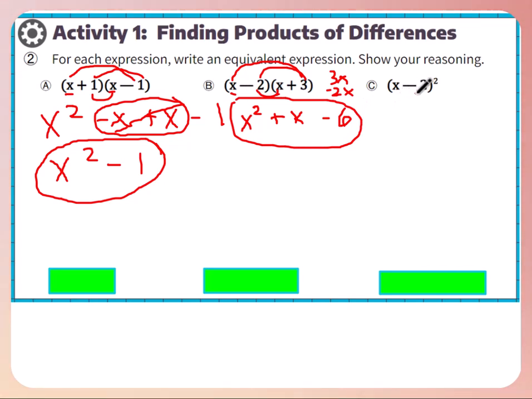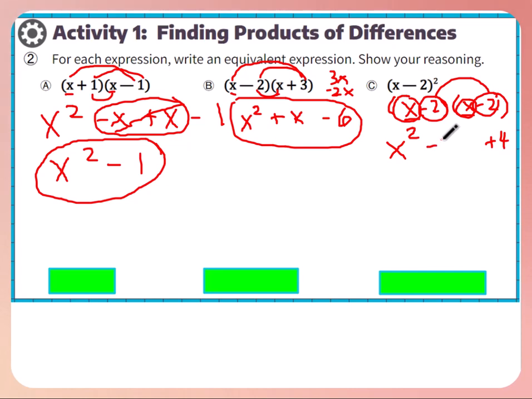All right, now we have x minus 2 squared. So you can write that out. X minus 2 times x minus 2. And let's do our first term. X times x is x squared. Let me go ahead and do the last. Negative 2 times negative 2 is positive 4. And then the outer, let's take that x times negative 2 is negative 2x. And another x times negative 2, another negative 2x. Add those together and get negative 4x.